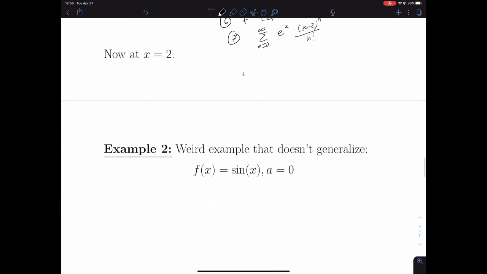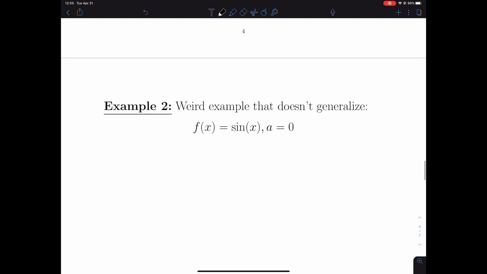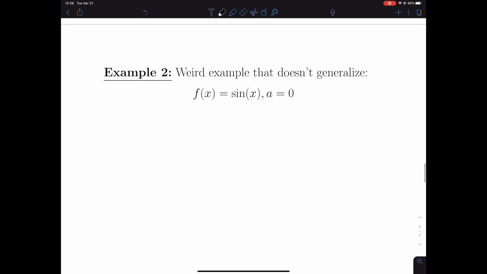Okay, so here's a weird example that doesn't generalize but is still instructive. This one's just going to be really weird for making the table. So we've already done this table, so I'm going to make my little t-chart of the number derivative and what the derivative is. So the 0th derivative is the original function. First derivative is cosine. Second derivative is negative sine. And then I have cosine, negative cosine. And then I have sine again. And then it repeats.